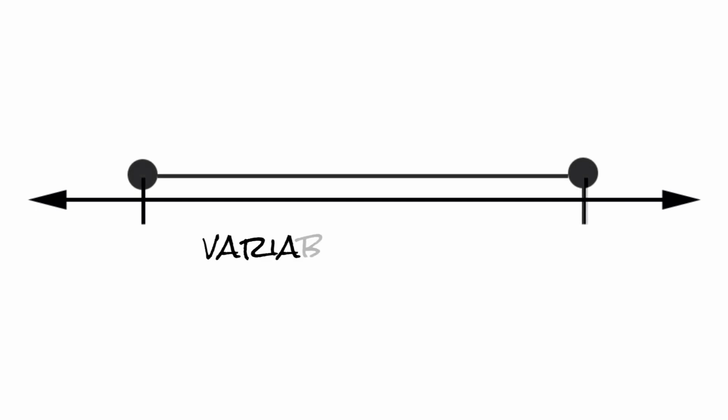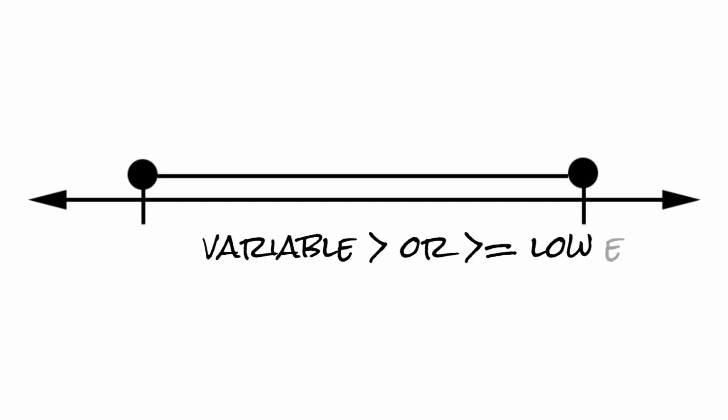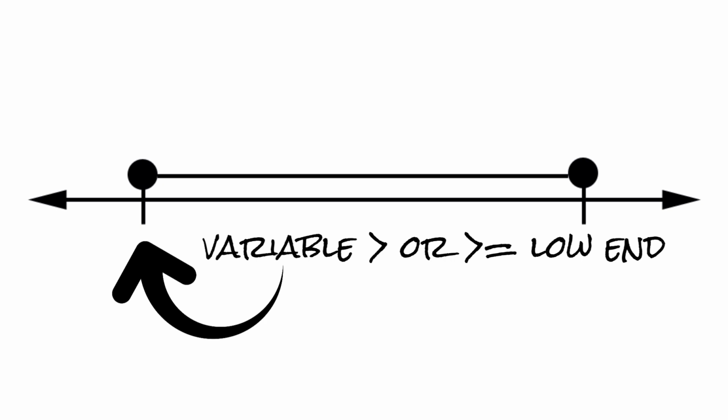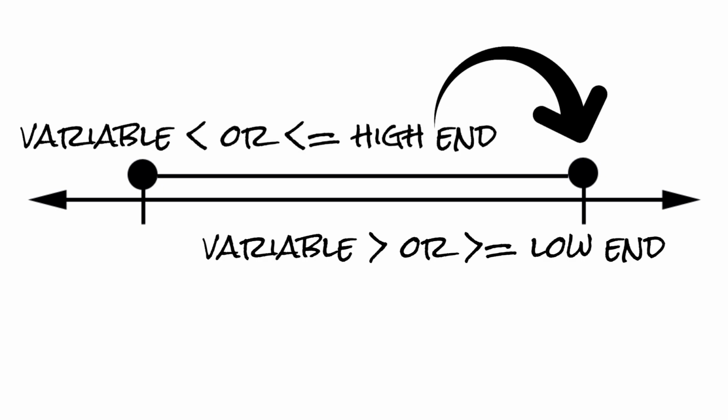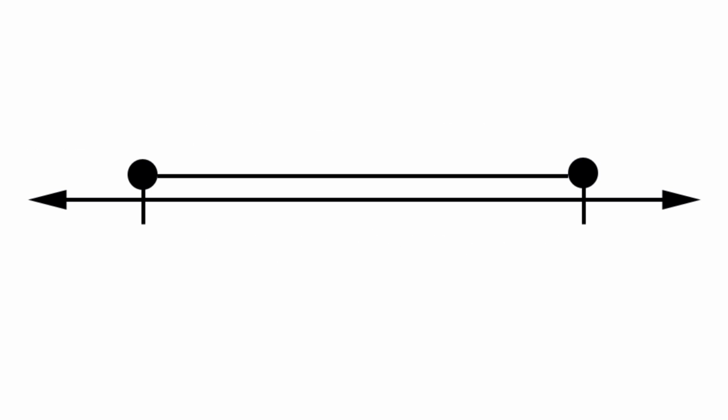To check for a value within a range, we can check that the variable is greater than or equal to the lower end, and also less than or equal to the higher end. Whether we choose less than or greater than versus less than or equal to or greater than or equal to depends on whether we're excluding or including the endpoints.